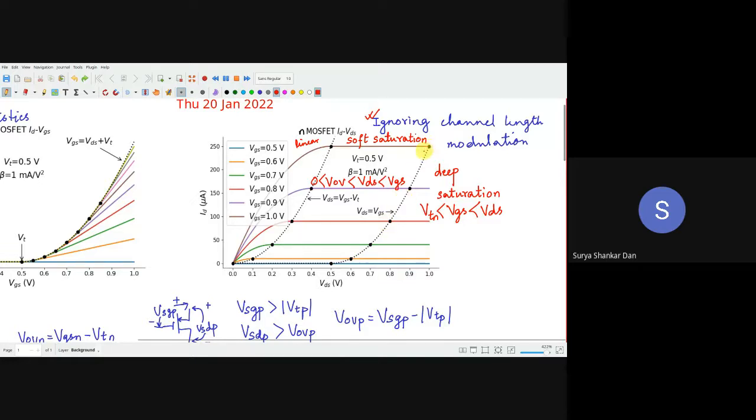Then this part is going to be very important for a certain class of analog applications, not digital. For digital, the linear and saturation boundary is sufficient. Why this is important, we will understand when we put in the channel length modulation. It is not going to be flat nonetheless. What is going to happen is that you are going to have a small slope over here, a small rising current slope.